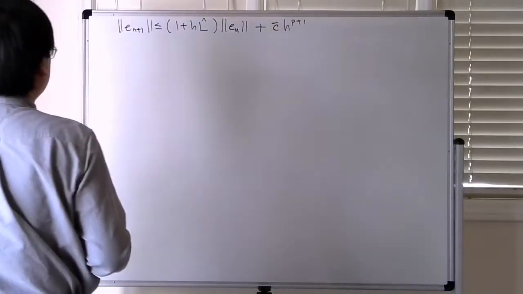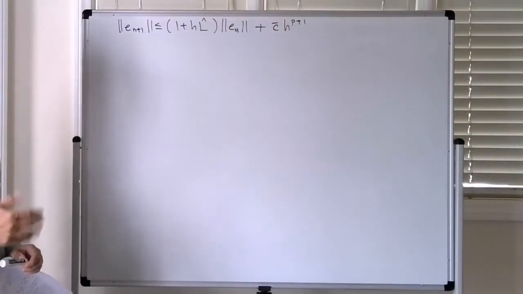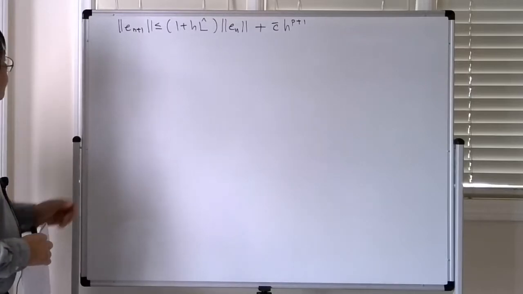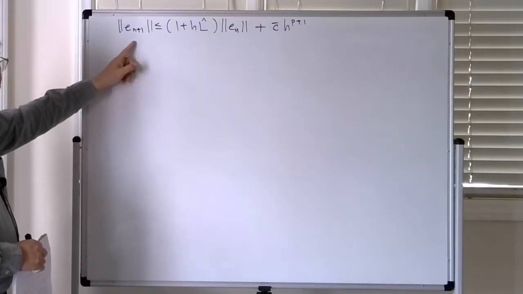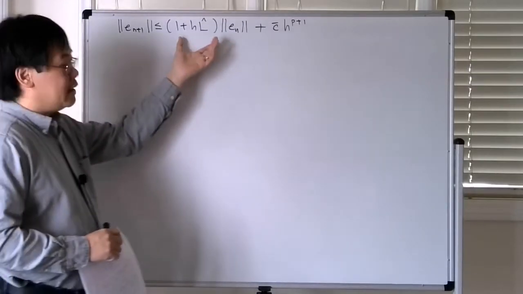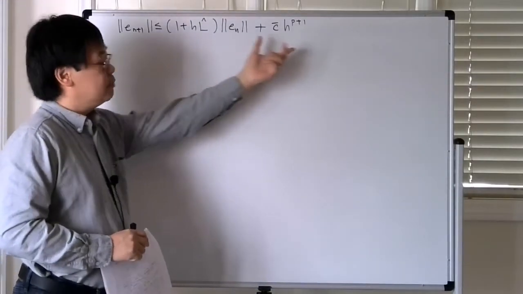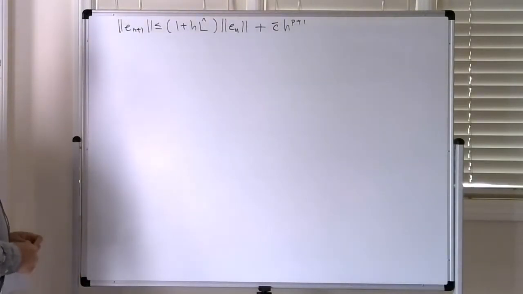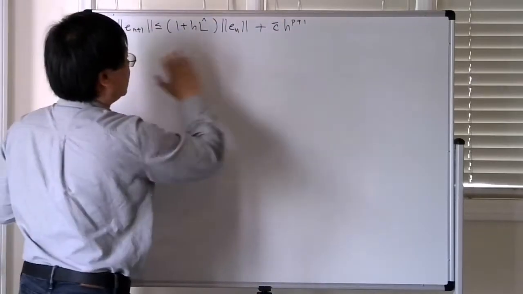All right, so if you recall, we've been trying to establish the global convergence of an arbitrary one-step method. And where we left off was that we established an error recurrence of the following form: that the error at the n plus first stage is bounded by some multiple of the error at the n stage plus a local error term.